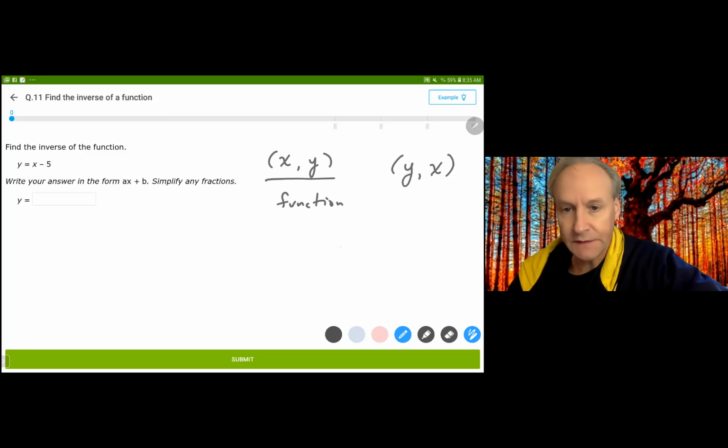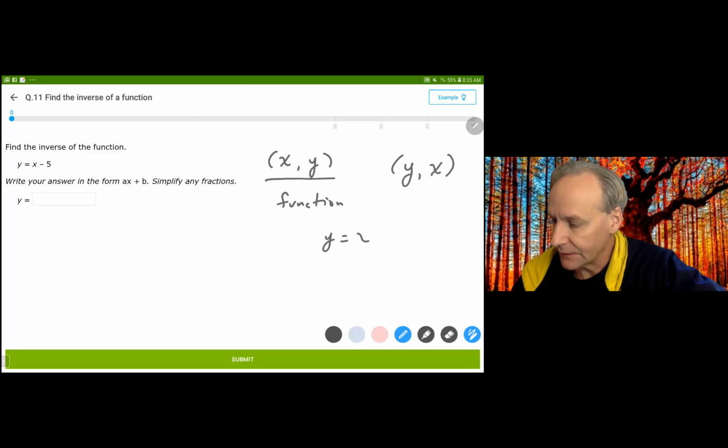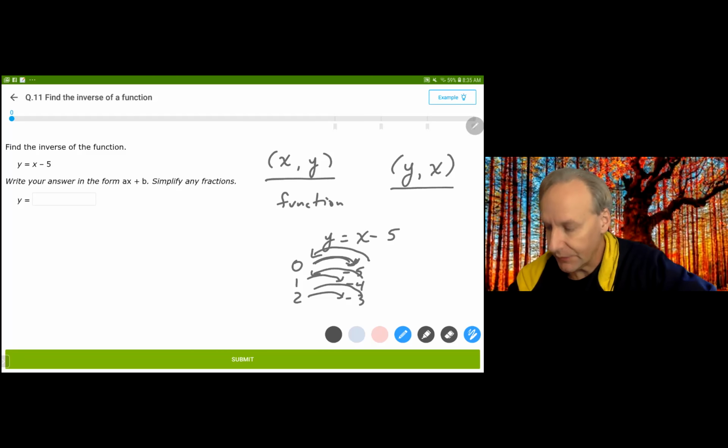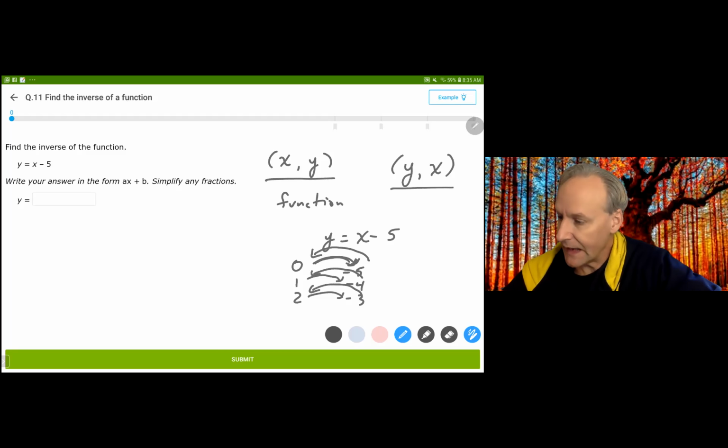And one way to think of this is that if you have a function like y equals x minus 5, you are given x's like 0 and 1 and 2, and they are giving you y values like -5, -4, and -3. And this direction is the function, and we're used to doing this. This is called a mapping. Now, the inverse is to do the opposite of that, which is start with y and go to x, doing the literal opposite.